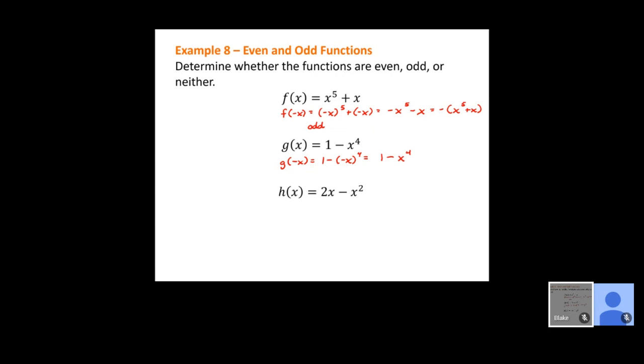Any questions about how I got that? Okay, now again, the questions are, is that the same function that we started with? It is this time, right? So 1 minus x to the fourth is the original function. So what type of function do we have this time? This one is even. Good. Any questions on g of x?